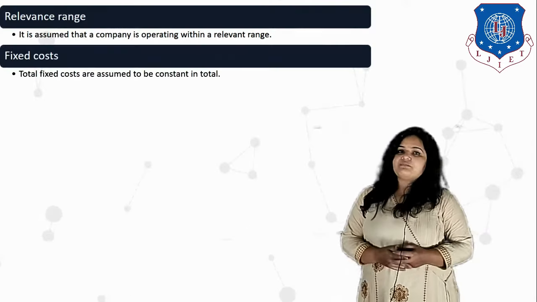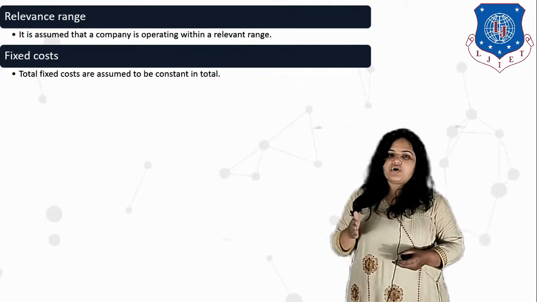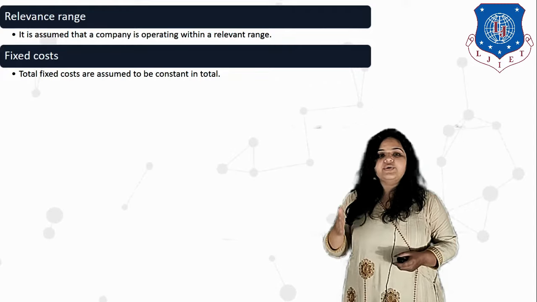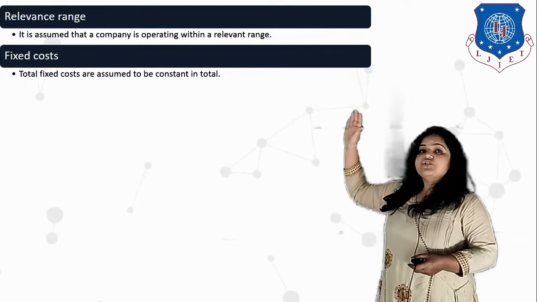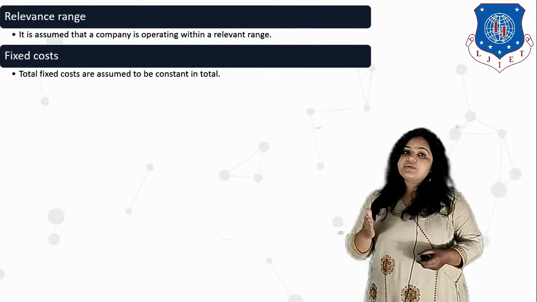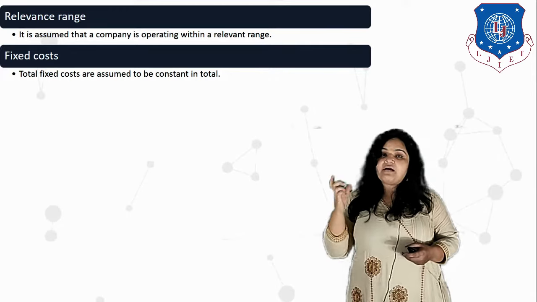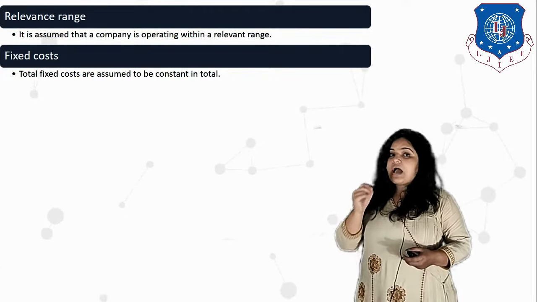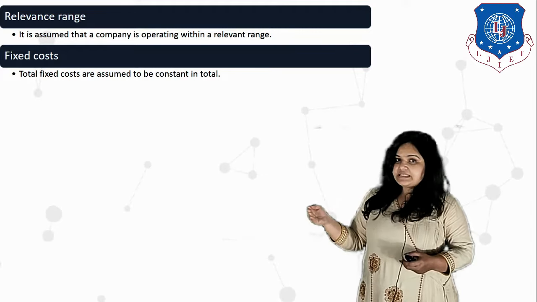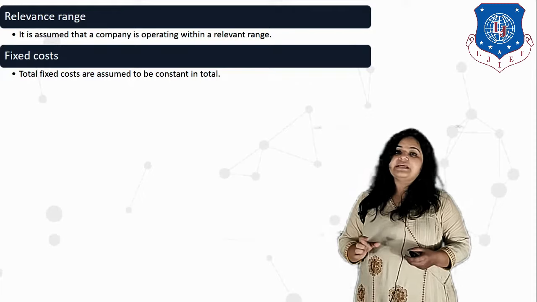The second assumption is for fixed cost. It says that total fixed costs are assumed to be constant. Total fixed cost, which is TFC, is assumed to be constant. What about average fixed cost? Average fixed cost is total fixed cost divided by Q. So as number of units increases, the average fixed cost will decrease.